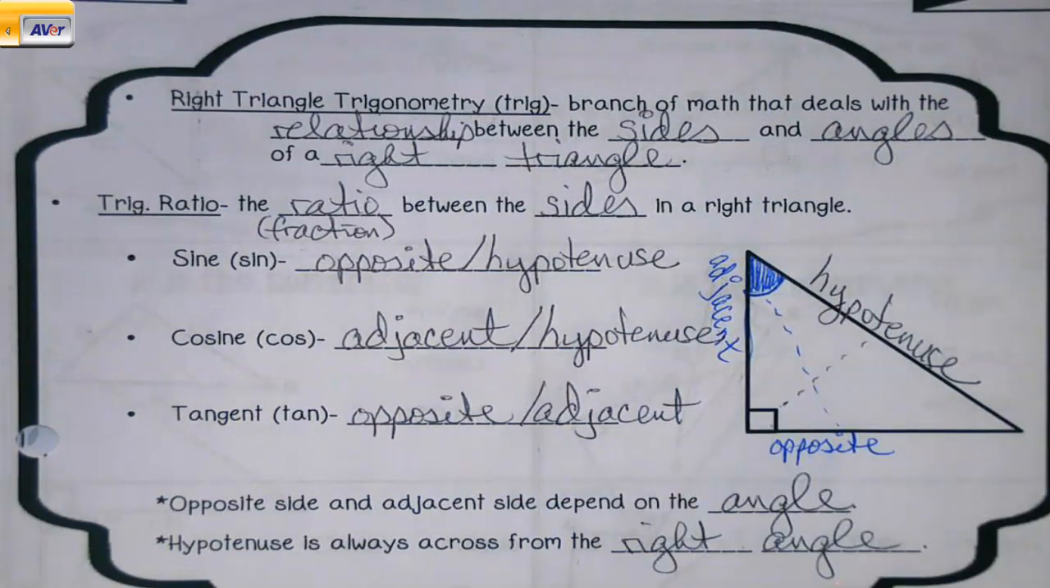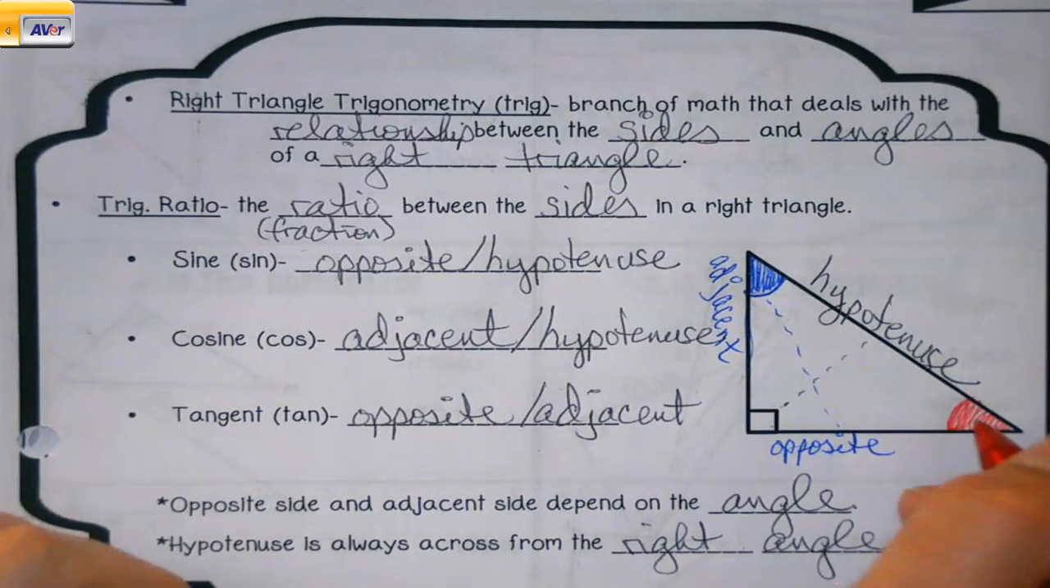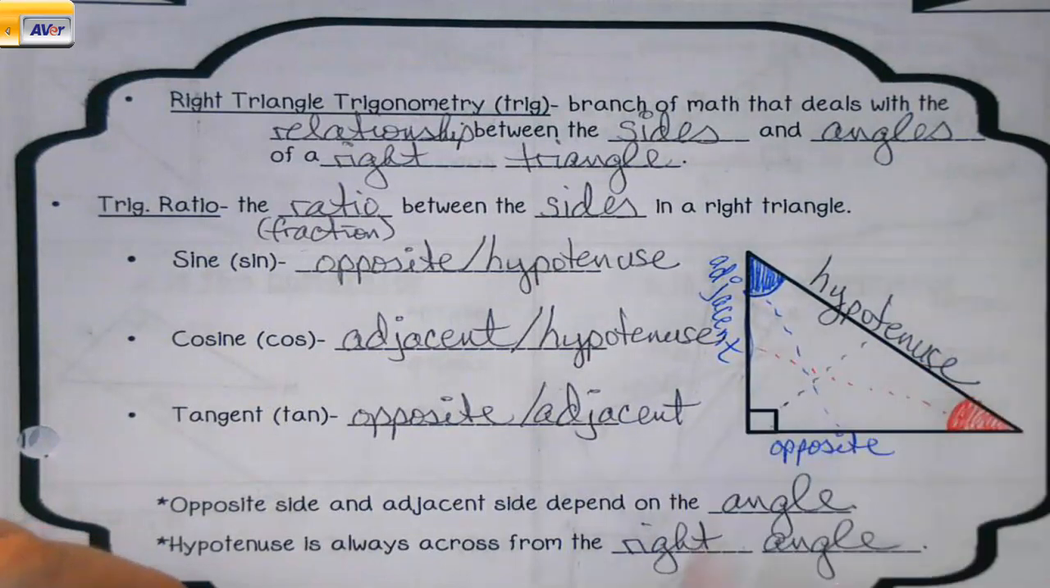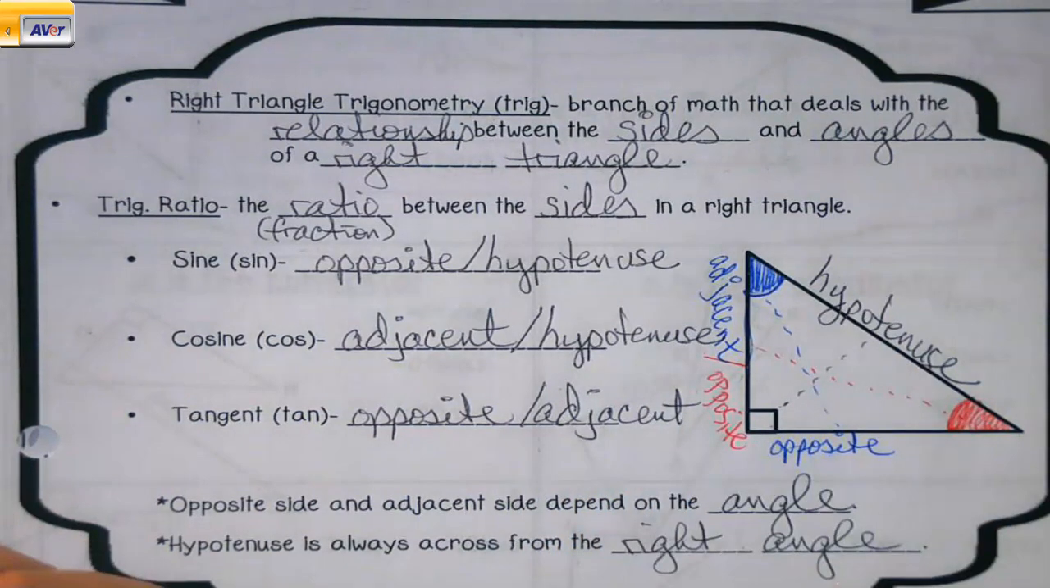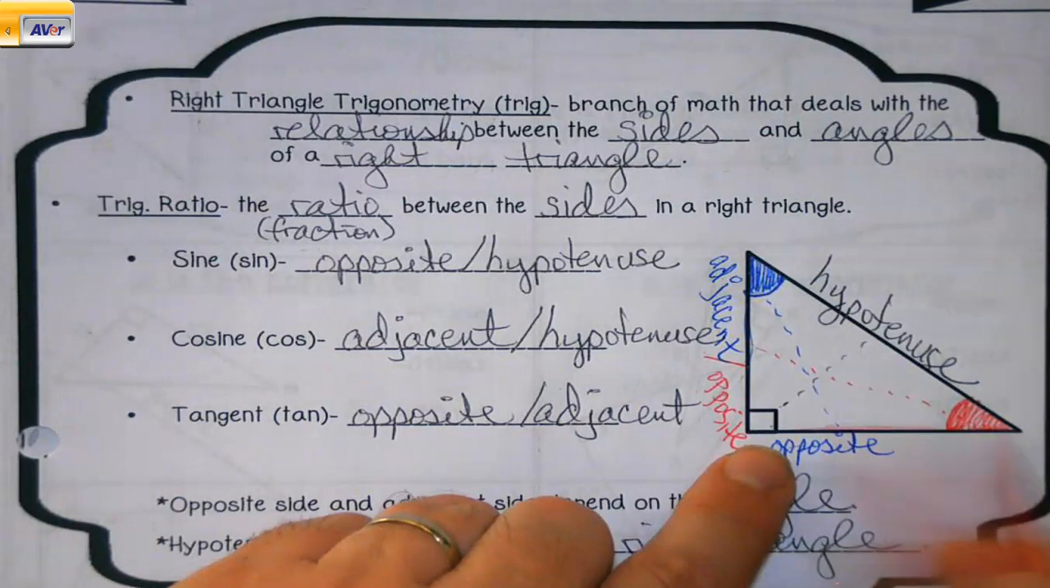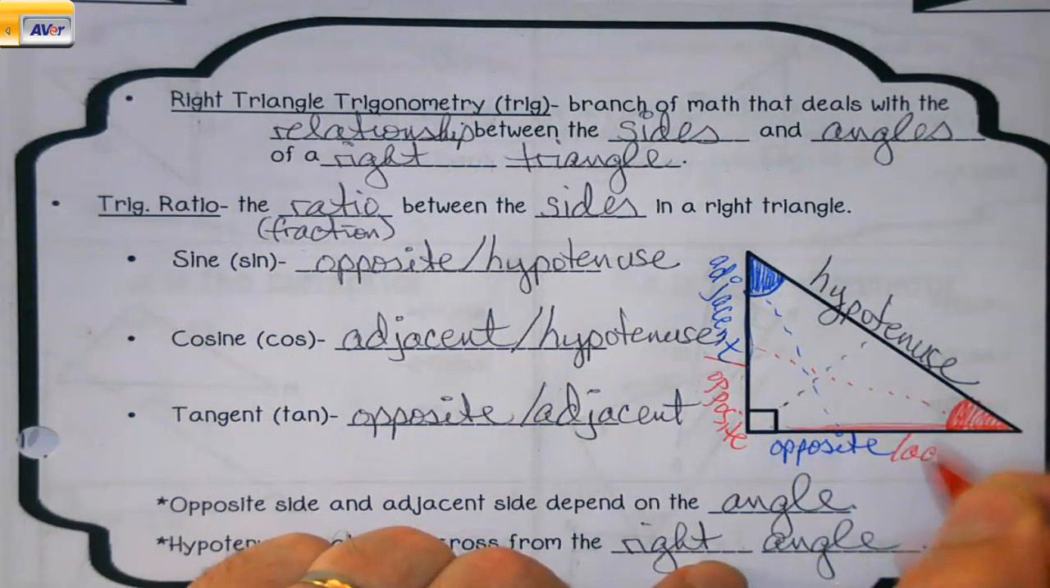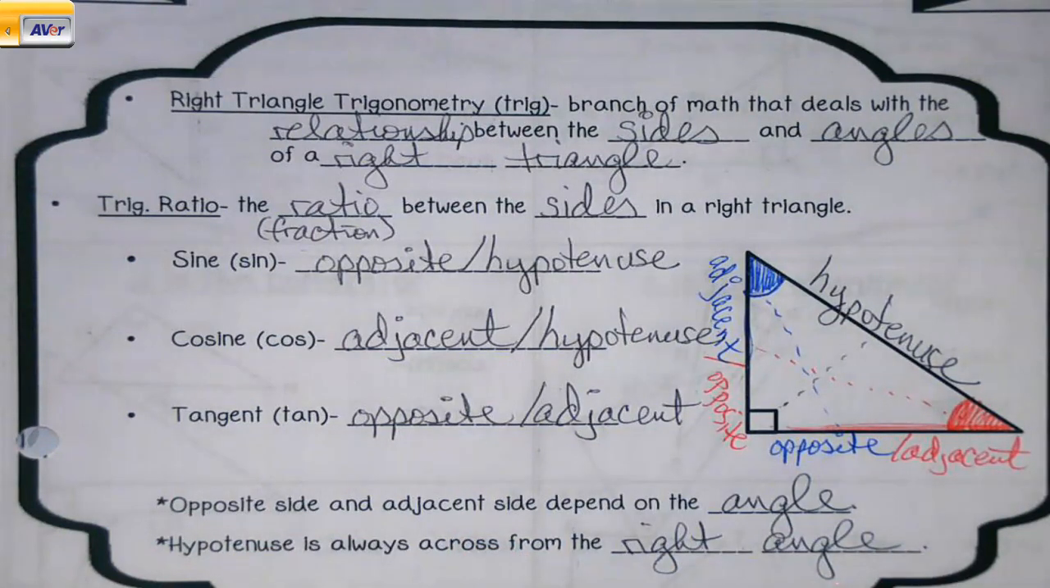However, if that angle changes, if that angle is down here on mine in red world instead, adjacent and opposite switch. Because now, if I go across from my angle, that is now the opposite side. And if I go with the side that connects to it, that's adjacent. That's the one part of this I have to be careful with. Pay close attention to what angle measure we're working with.